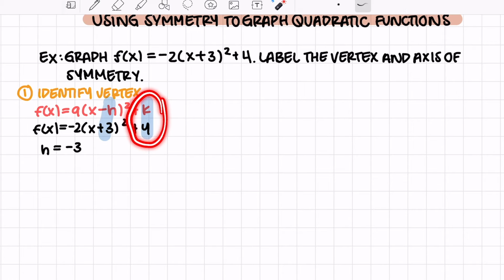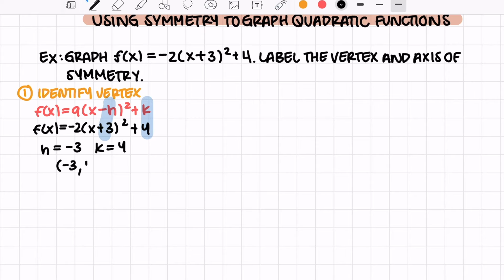k just stays the same. You don't have to worry about switching the signs for that one. So k just equals positive 4. So my vertex here is going to be negative 3, 4. Done. After I do that, it's much easier to find the axis of symmetry.